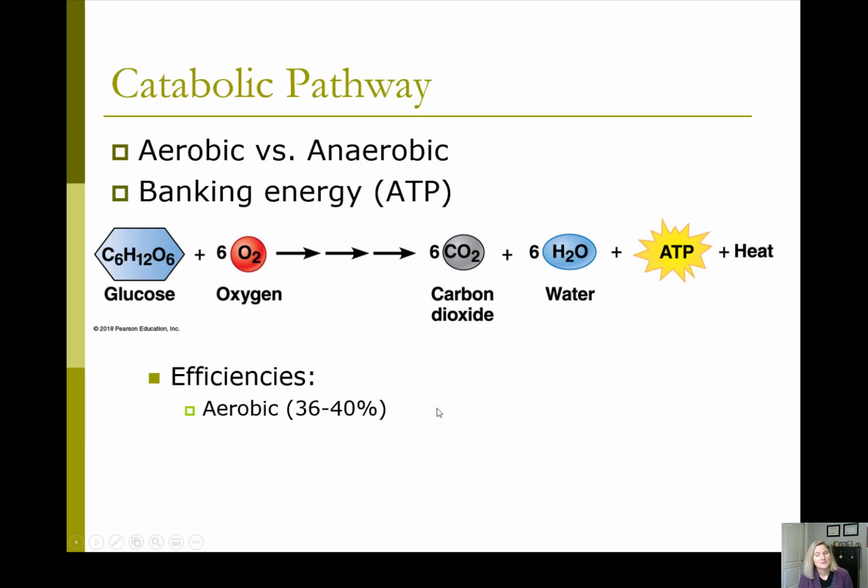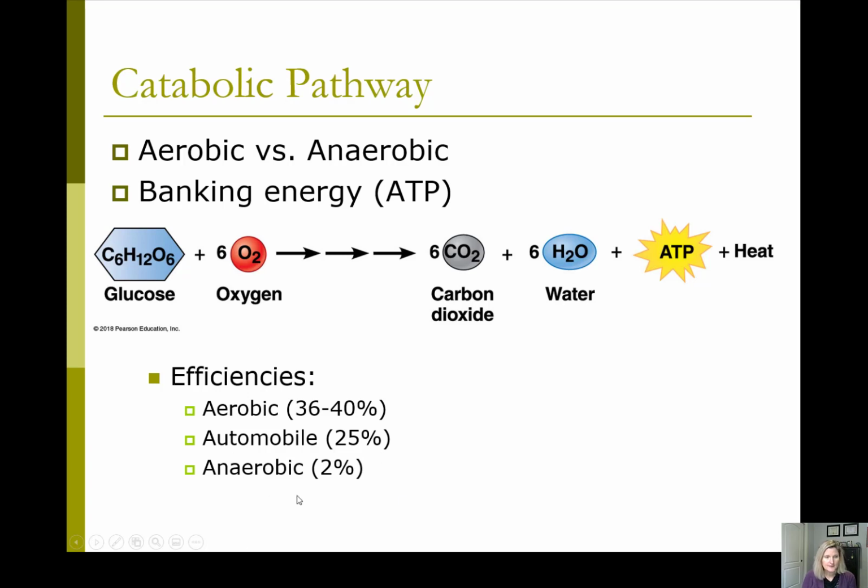But it is if we compare it to other reactions. For example, your automobile is only about 25% efficient in taking that gasoline and converting it into movement of your vehicle. I'm not an automobile person, so I don't know the mechanics of it, but the conversion from chemical energy into the actual movement is only about 25%. So the other 75% is lost as heat. So your cells are more efficient than an automobile.